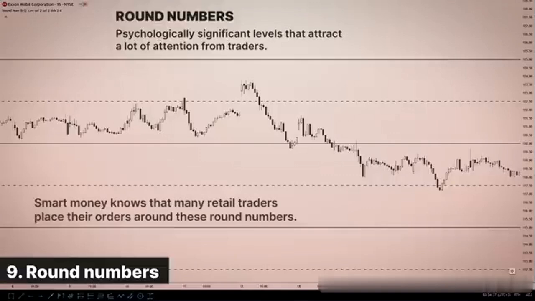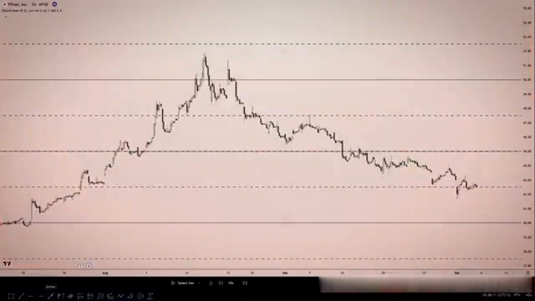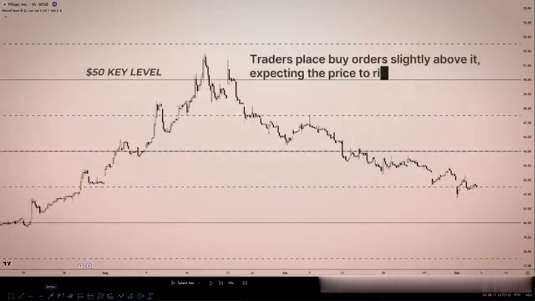Smart money knows that many traders place their orders around these round numbers. They might place buy orders just above a round number or sell orders just below it. The big boys often push the price to these levels to trigger these orders, creating liquidity that they can trade against. For instance, if there's a round number at a $50 level, many traders might place buy orders slightly above it, expecting the price to rise above this level.